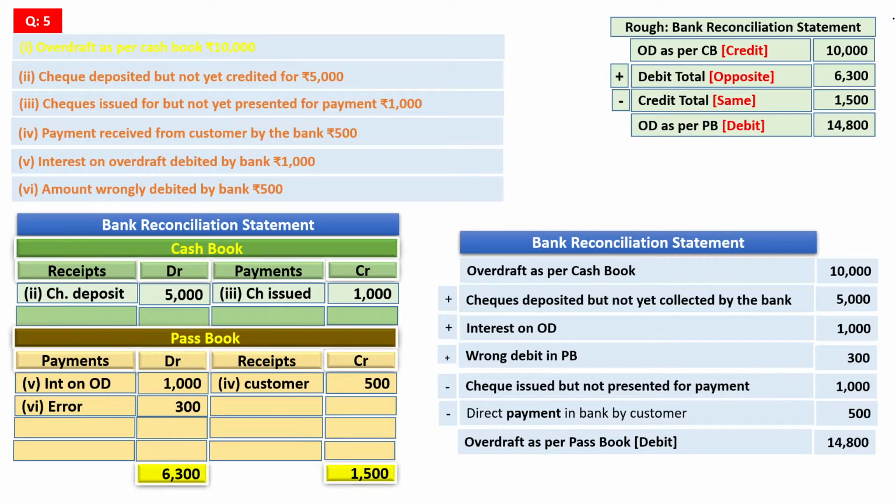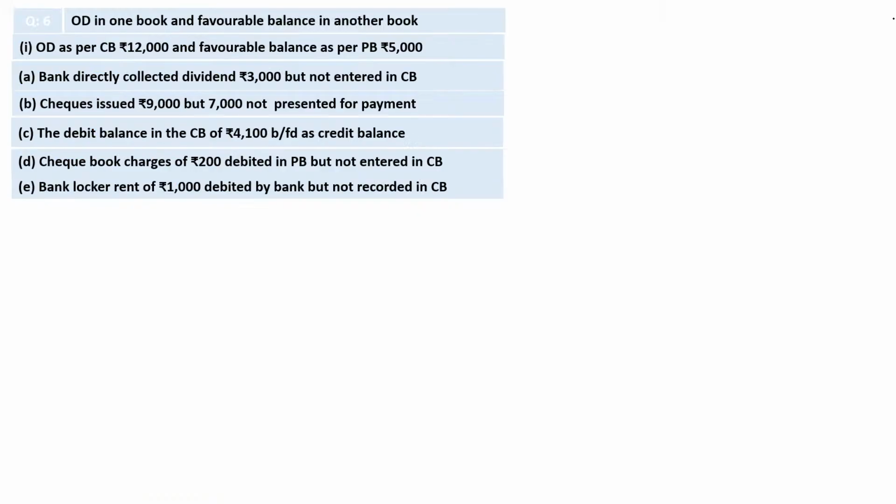In this illustration, we have seen starting with the overdraft as per the cash book and ending with the overdraft as per passbook. So both are overdraft. Up to earlier illustrations, we have seen starting with the positive value and ending also with the favorable balance. But here both are overdraft. Now let's see overdraft in one book and the favorable balance in another book.